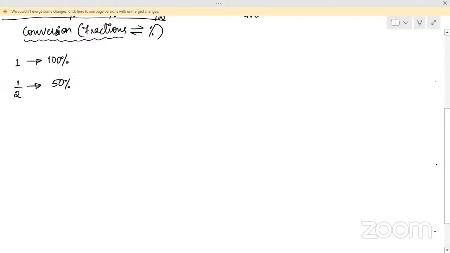Now what will happen to 1/4? This got divided by 2. If you check, 1/2 got divided by 2. 1/4 can be written as half of half. Yes or no? So the percentage should be 25. 25%. Good. What is 1/8?